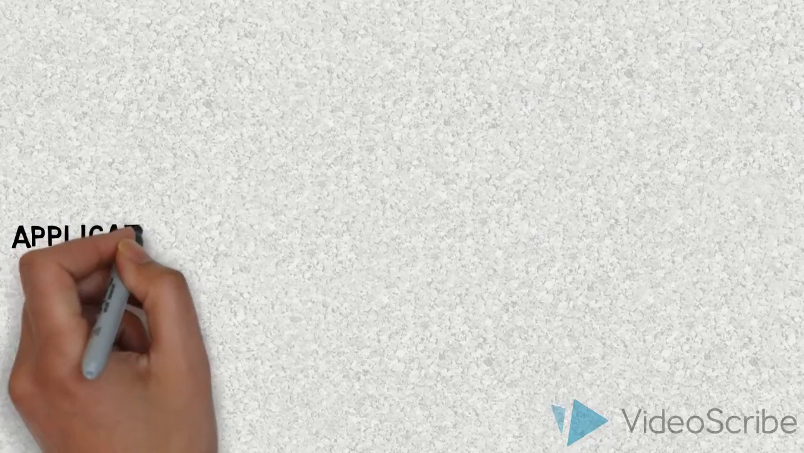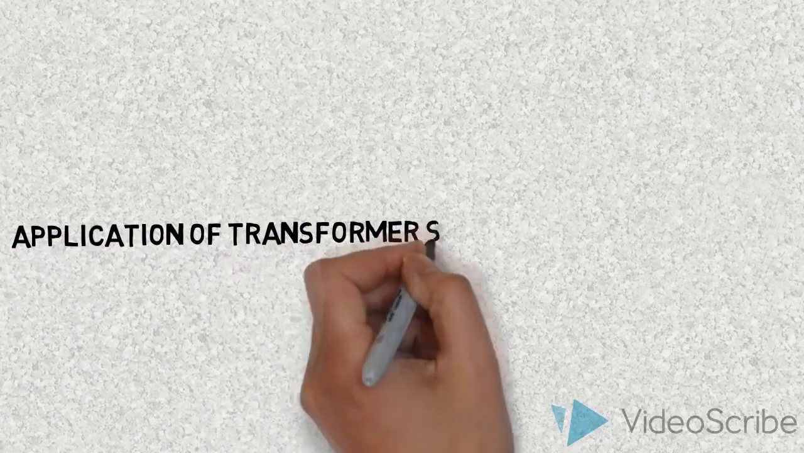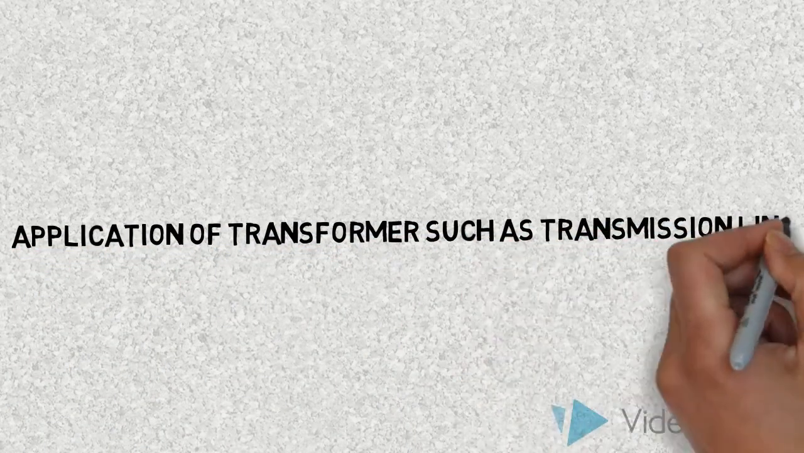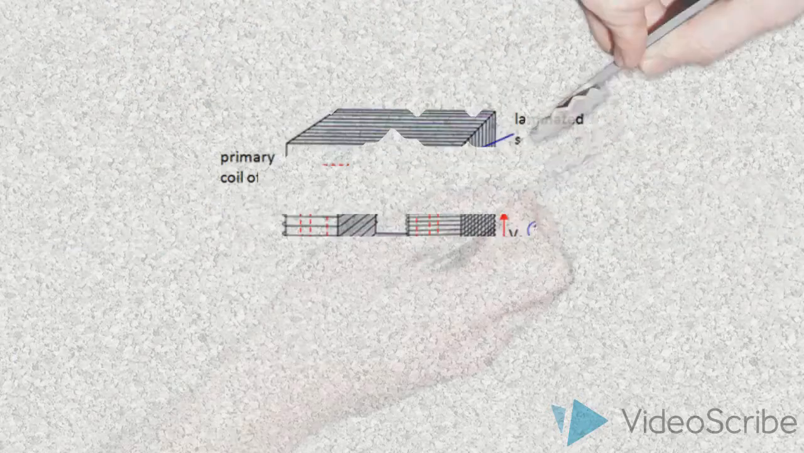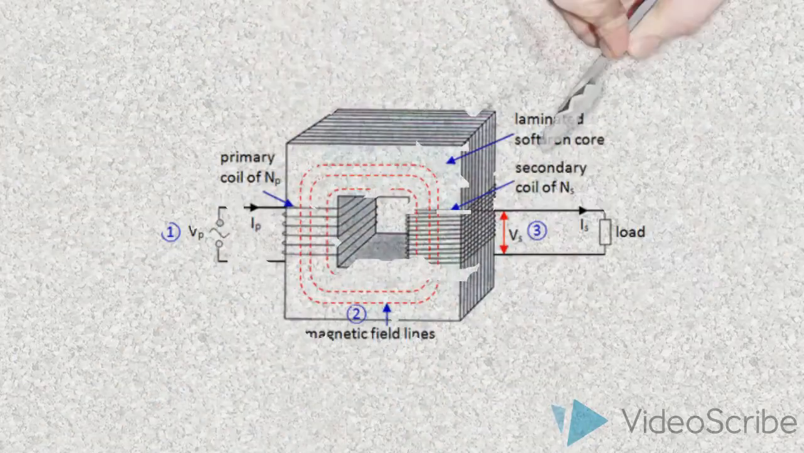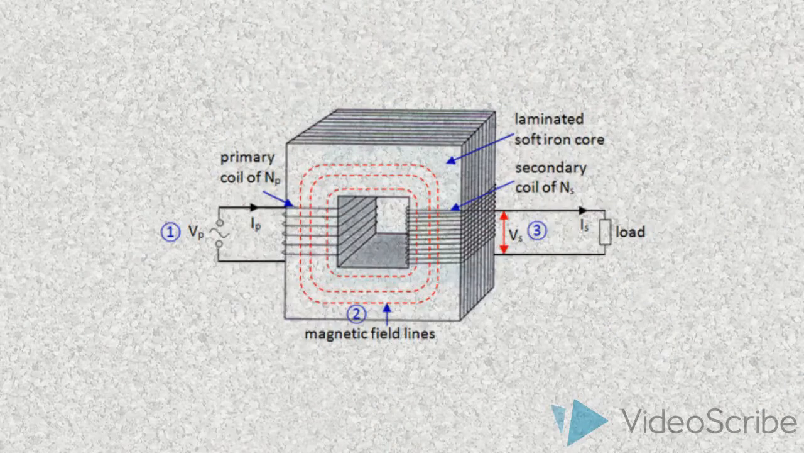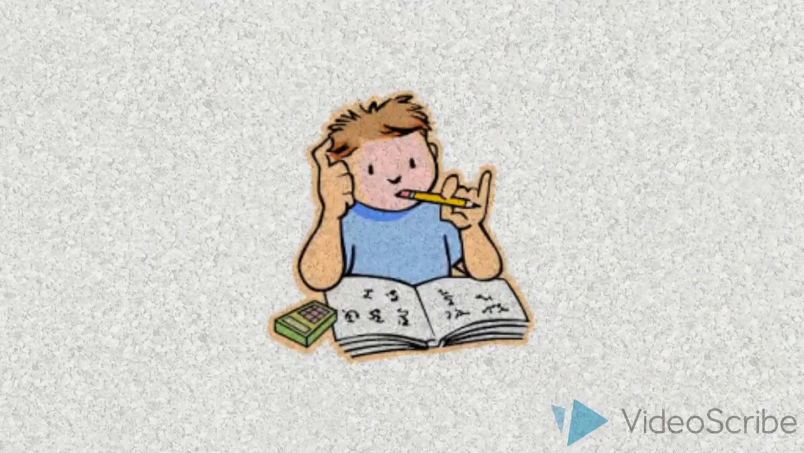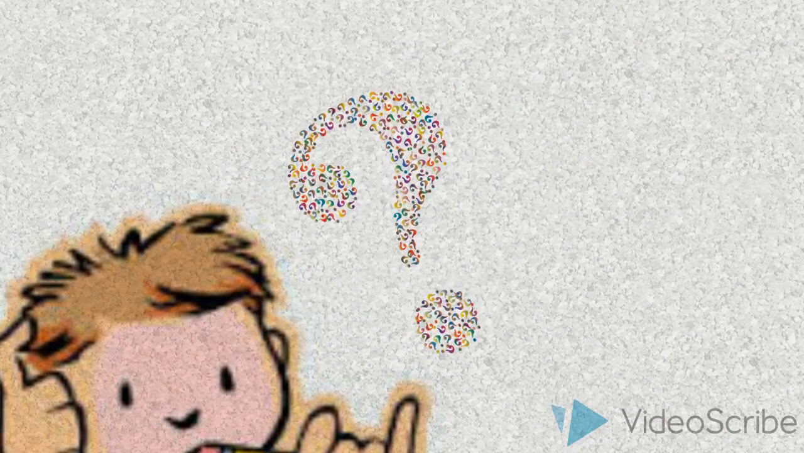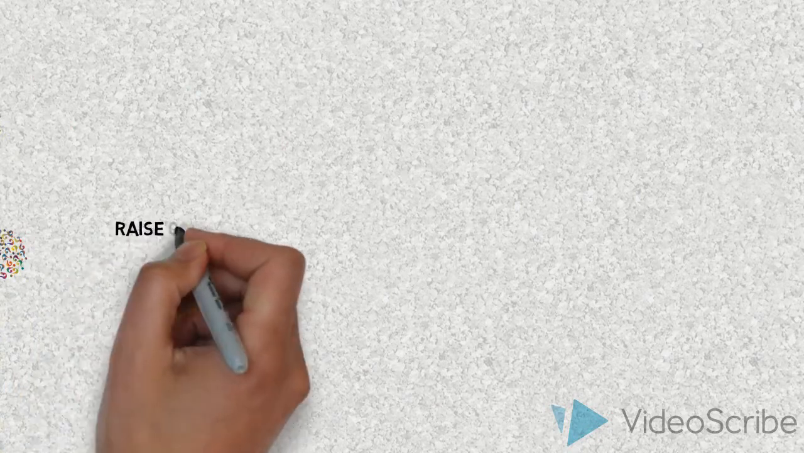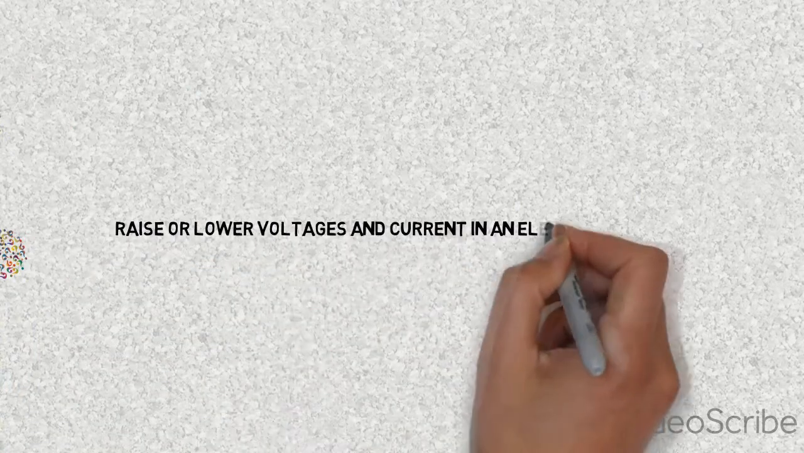One of the most important uses of mutual induction is the transformer, a device which alters the voltage and current of an AC electrical flow. Now I'm sure you're wondering what the purpose of a transformer is, and the purpose is to raise or lower voltages and currents in an electrical circuit.